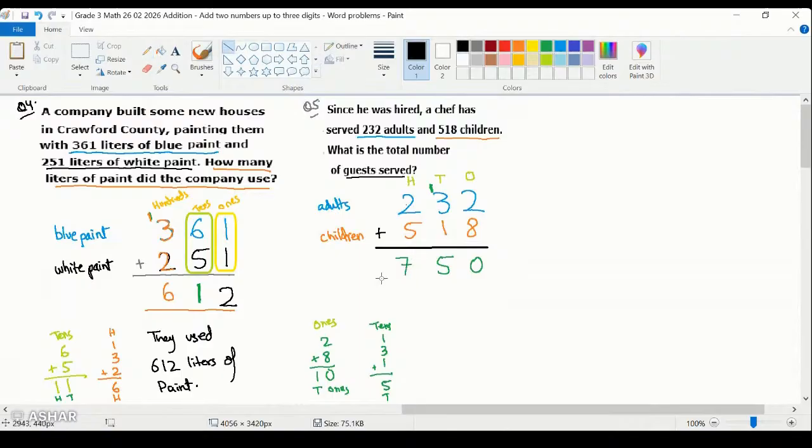That means a total of 750 guests were served by the chef. Okay? Do we agree on this? 232 plus 518 would be equals to 750. Okay, let's move ahead. Let's look at another example.